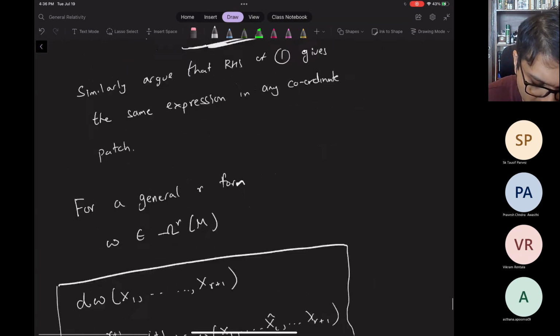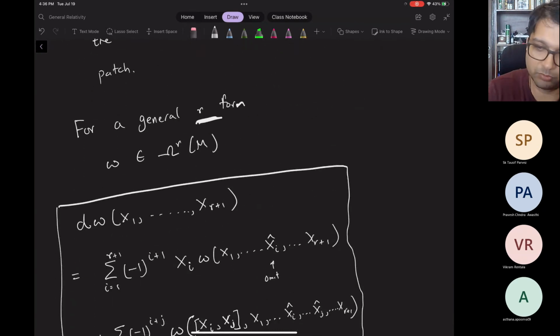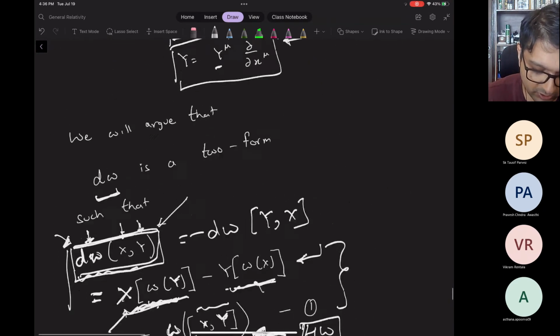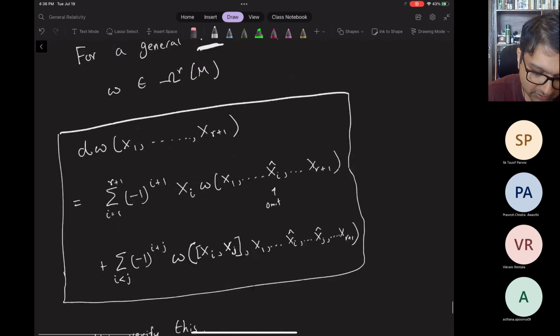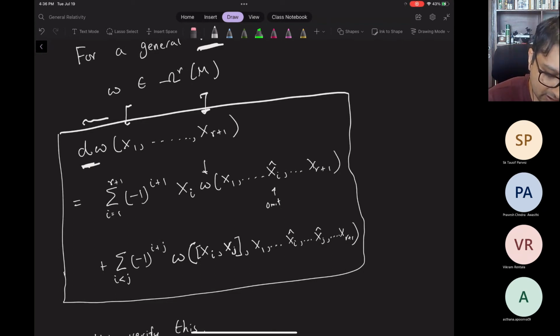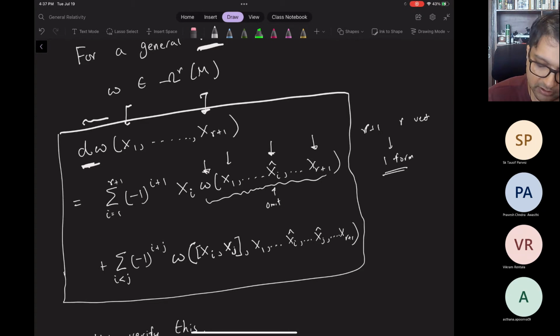Now you can also argue that for a general r form, what we showed for one forms is that there's a coordinate independent definition of what we mean by d omega. You can generalize this to r forms. So d omega of some r form should be an r plus one form, which means it takes in r plus one vectors as inputs. And you can show that this is equal to the r form acting on X_1 through X_{r+1}, where I omit one of the X_i's. Then this is an r plus 1 form acting on r vectors, so that is going to give me just a one form at the end of it.